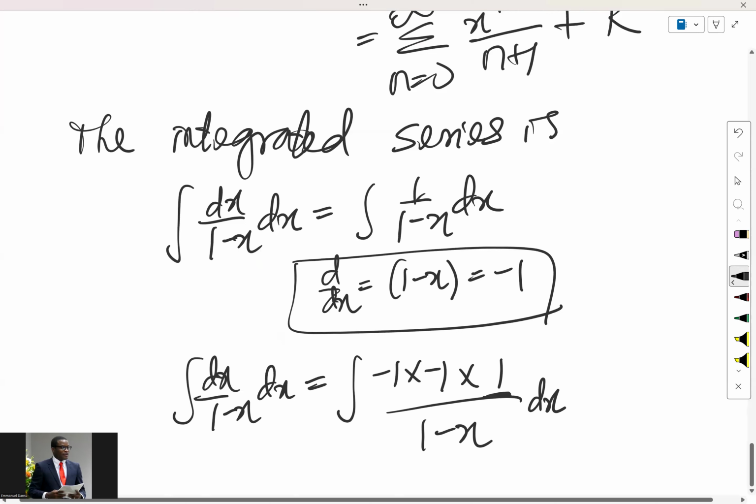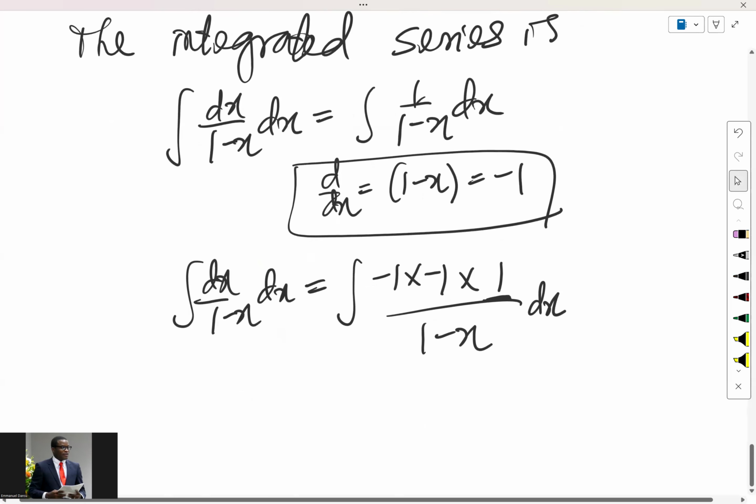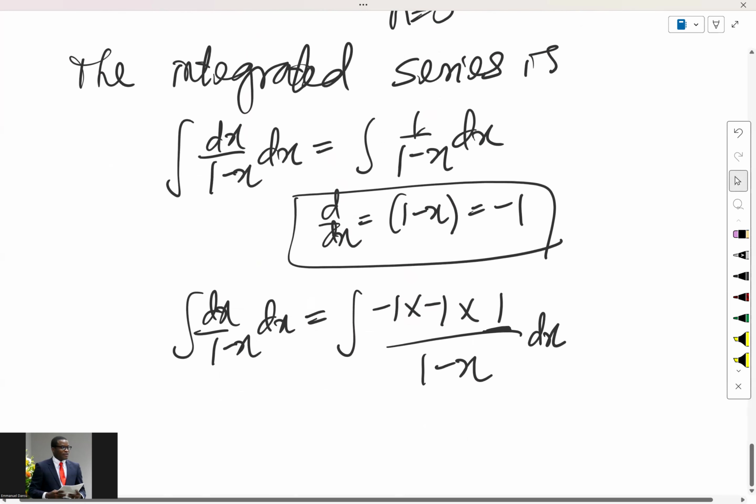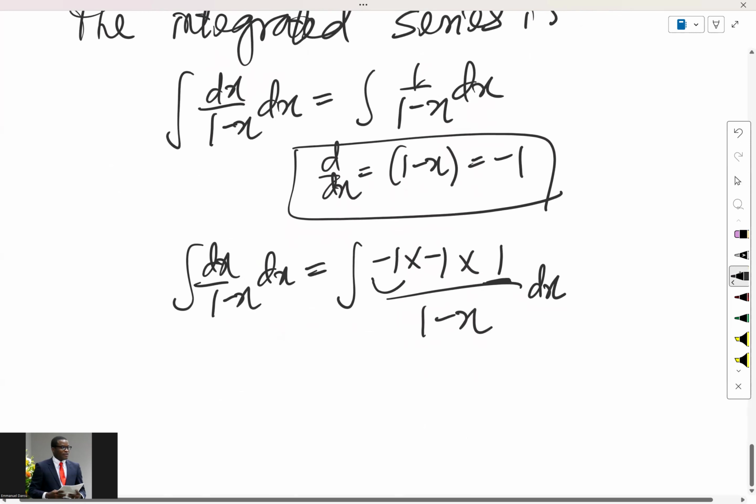Now, we have not done anything wrong because minus 1 times minus 1 is 1, okay? So if you multiply something by 1, nothing has changed. But what we want is to make sure that the top here is minus 1. So the minus can come outside. So we have minus the integral of minus 1 times 1, which is minus 1, all over 1 minus x dx.